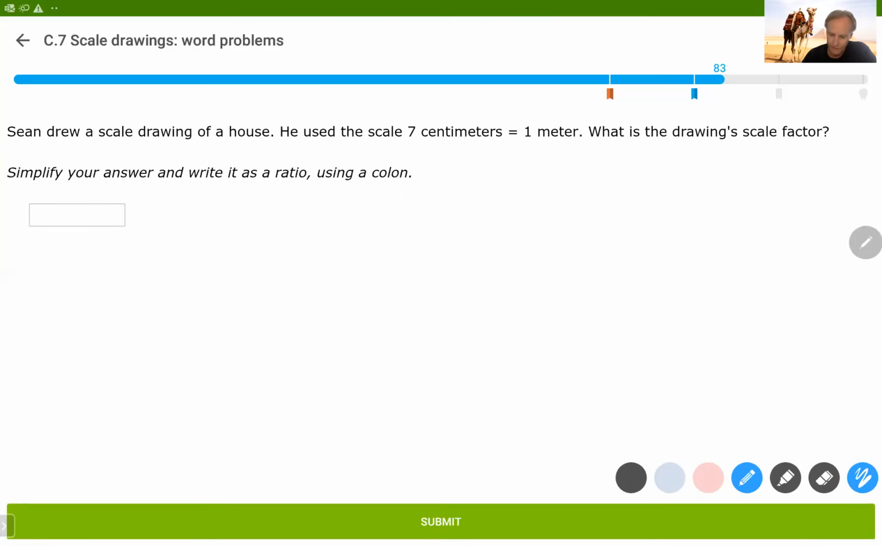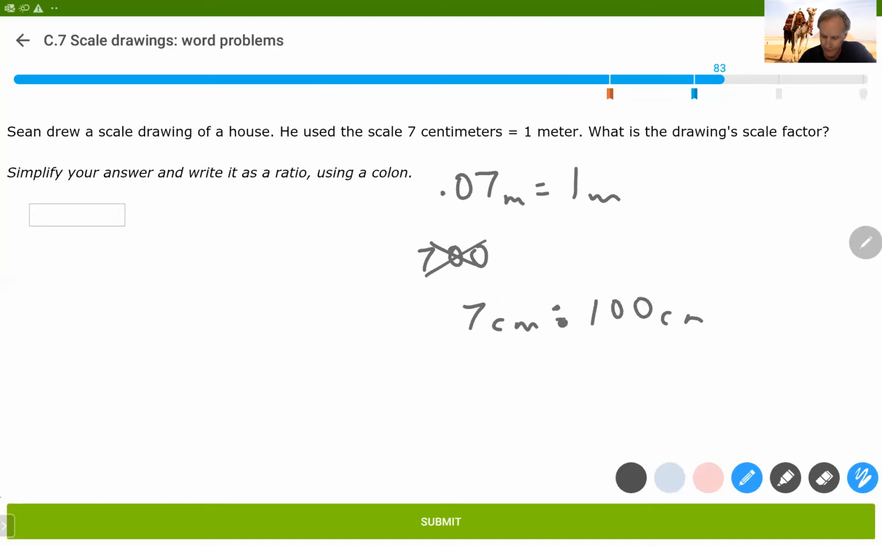7 centimeters is 0.07 meters. Now they want our scale factor using integers probably, so I'm going to multiply by 100 on both sides. That means that we're going to have 7 centimeters is equal to 100 centimeters, or goes with, I should say, is related to. So it's 7 to 100.